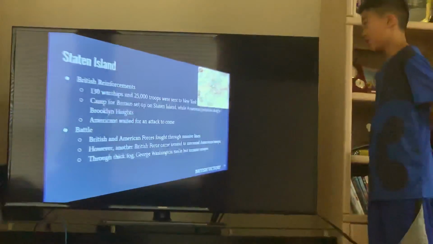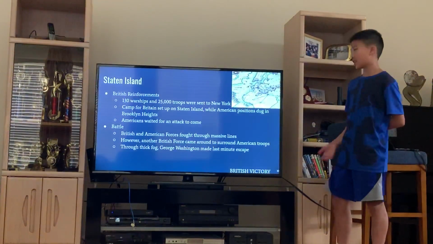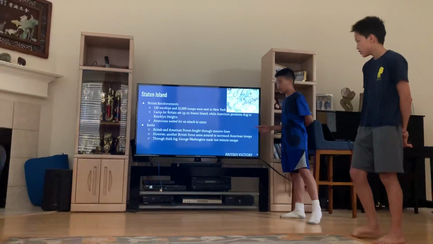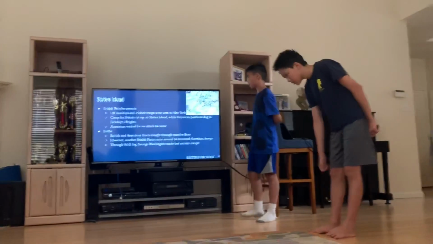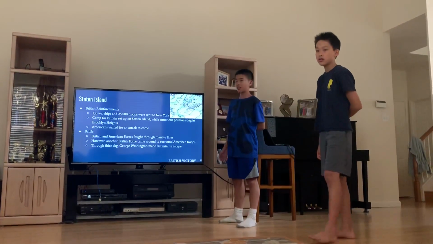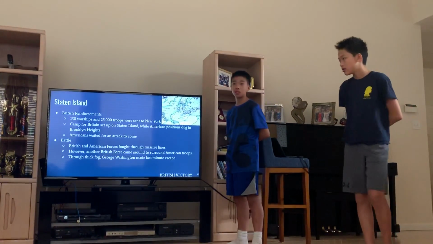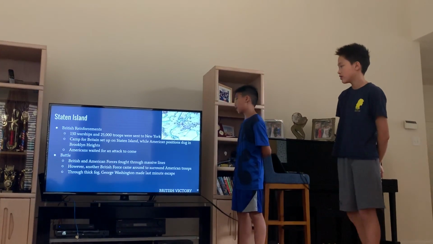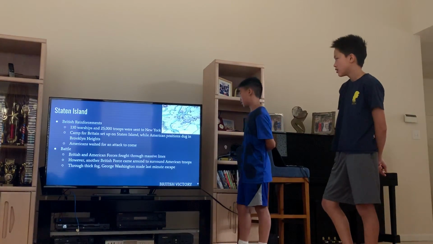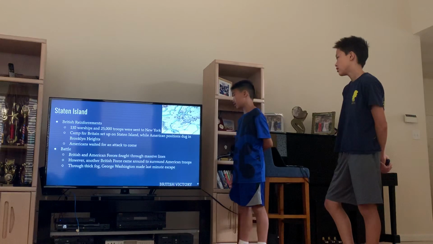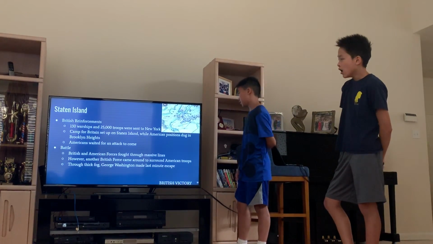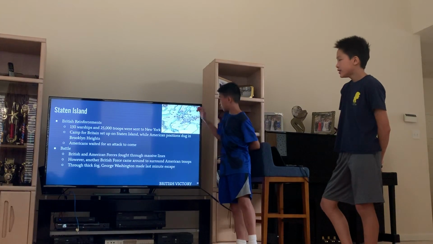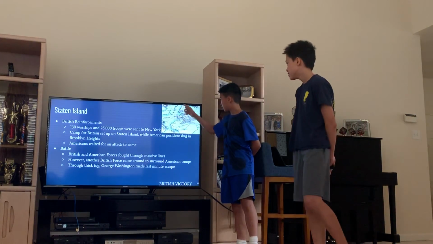Okay. So after the British retreat, they come back and they set up camp on Staten Island. So the British have more reinforcements. They have 130 warships and 25,000 troops, and they were sent to New York. And camp for Britain set up on Staten Island, while American positions dug in Brooklyn Heights. So this is Brooklyn right here, and this is Staten Island.